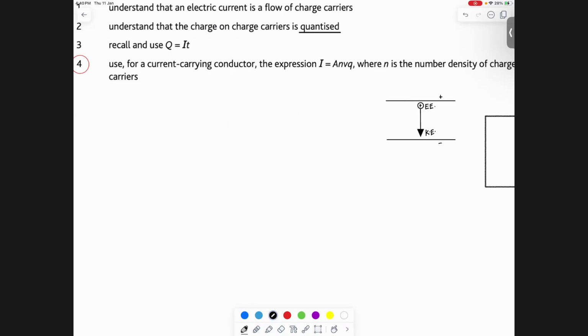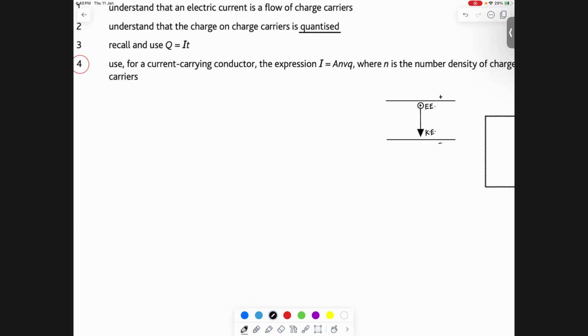Okay, this maybe as AS you might feel redundant. From A2 it becomes a very important factor. Whenever we do derivation, Q equals IT doesn't work, you have to write dQ by dt. You know how differentiation works? Like that. Okay, right. Next, let me explain to you, charge on charge carriers are quantized.